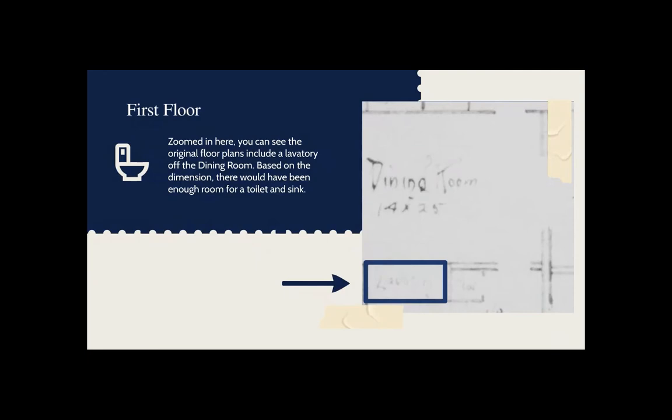On the first floor is one of two bathrooms. Family and guests would have had access to this restroom. It is also possible that service and delivery men, such as the milkman, would have also been able to use this restroom as it was located on the first floor and was easily accessible to both the front and back of the home.